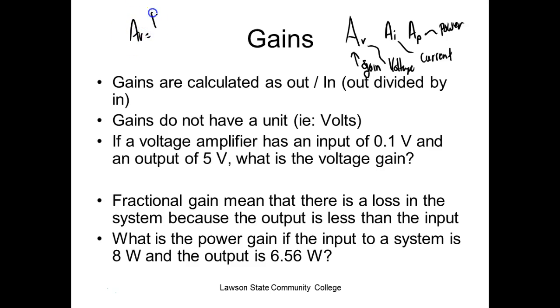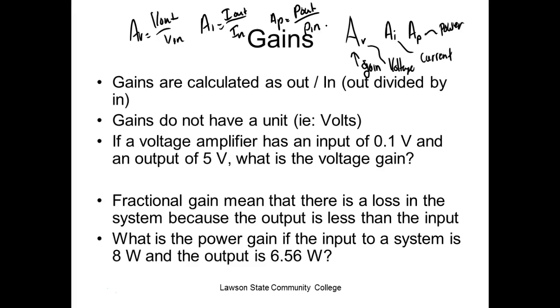Now, how will we calculate AV? Well, AV is going to be equal to V out over V in. What's AI going to equal? I out over I in. And what's AP going to equal? Well, it's going to be equal to P out over P in.